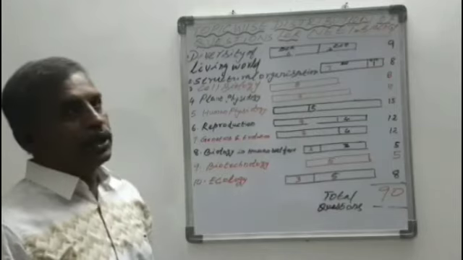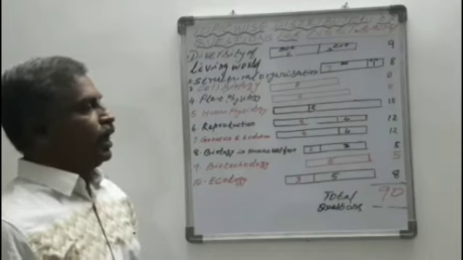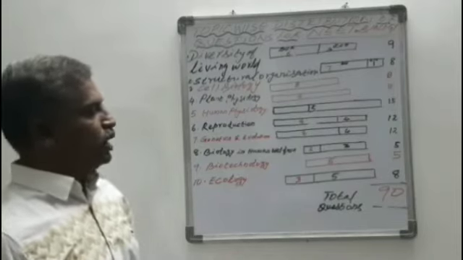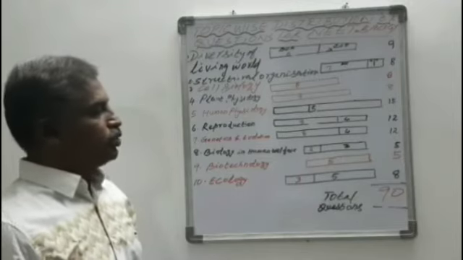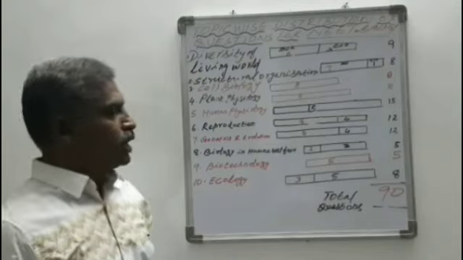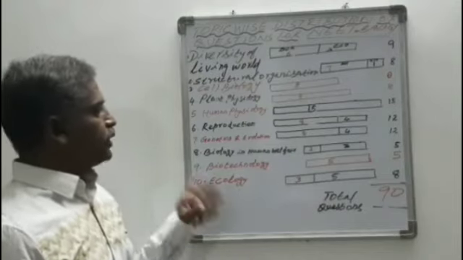biotechnology. 5 questions are asked from biotechnology. Very few concepts are there. It's a very small unit, so you can score more marks if you are thorough about all the concepts. You can get full marks from biotechnology.